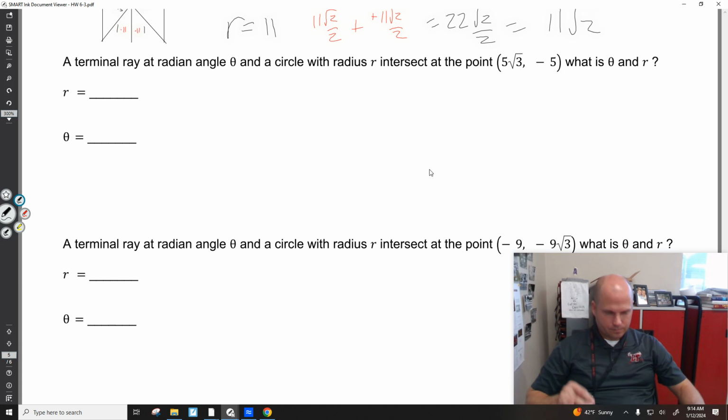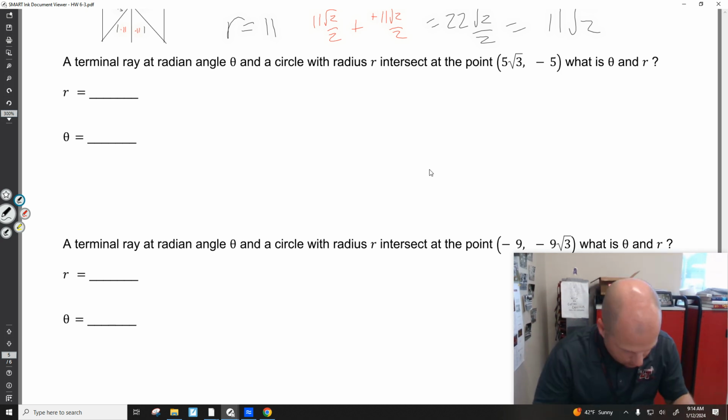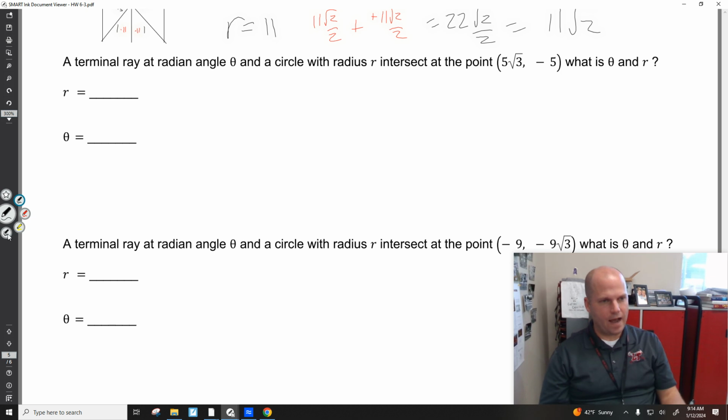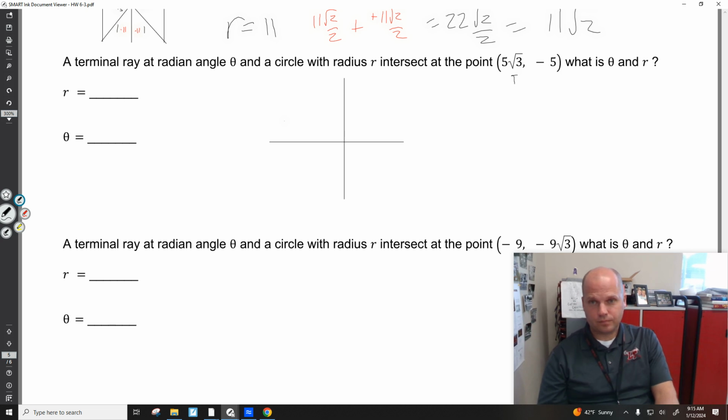Great question. Going backwards, we got a theta and an r that intersect with the point 5 root 3 and negative 5. Okay. Now let's pay attention to this. 5 root 3 is bigger than negative 5. 5 root 3 is bigger than positive 5. 5 root 3 is larger than 5. I'm going to go over 5 root 3. I'm going to go down negative 5.